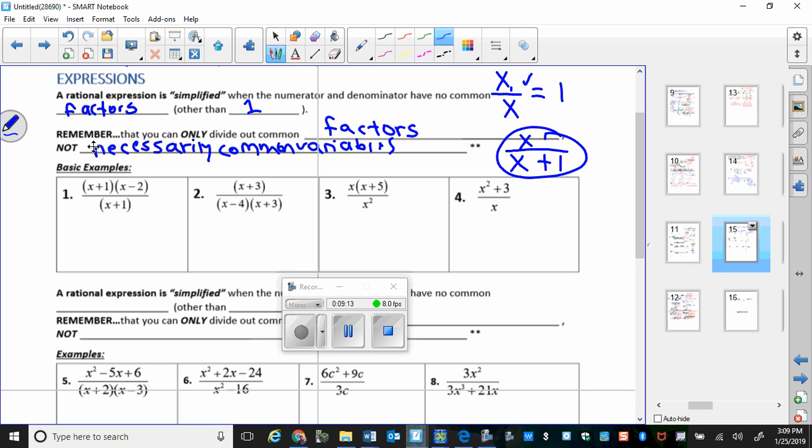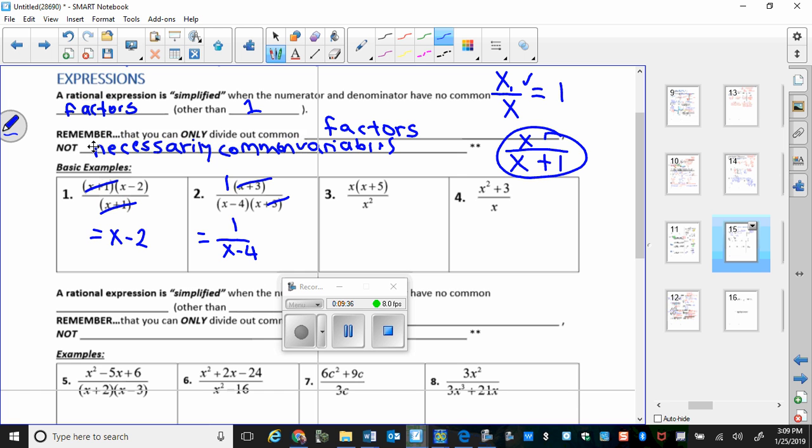Now, basic examples, we can cancel out like expressions. We're left with x minus 2 here. Over here, cancel out expressions. When I divide out expressions and I have nothing else that's on the top, you put a 1 there. And you're left with equals 1 over x minus 4.